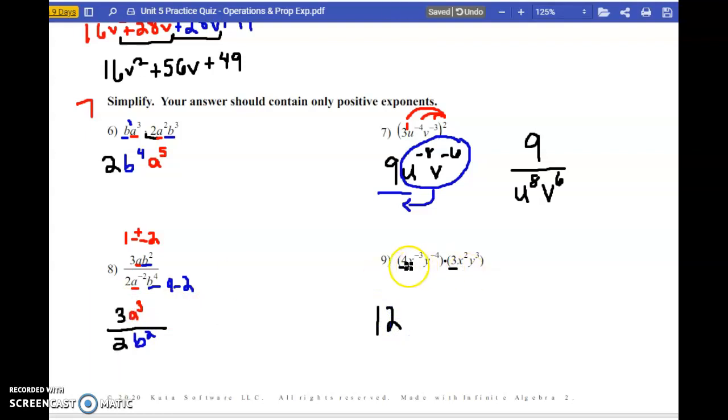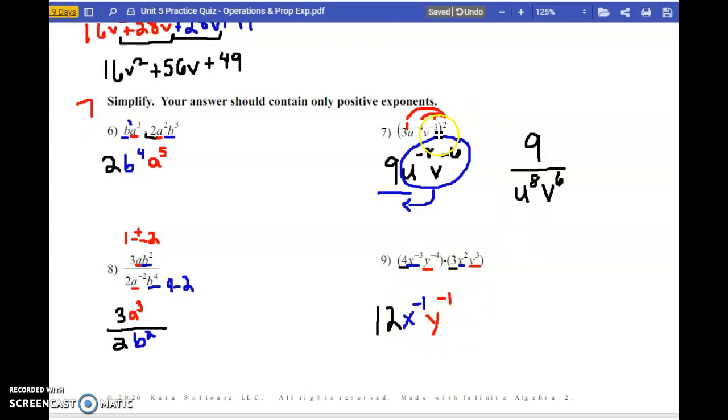And then look at your common bases. I have x to the negative third, and I have x squared. They're being multiplied. Parentheses mean multiply. So negative 3 plus 2 gives me x to the negative first. And then last, y to the negative fourth times y to the third. Negative 4 plus 3 is negative 1.